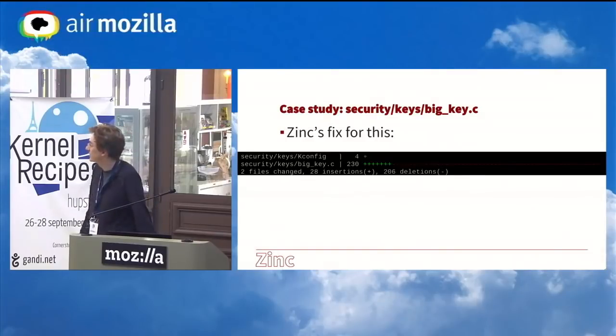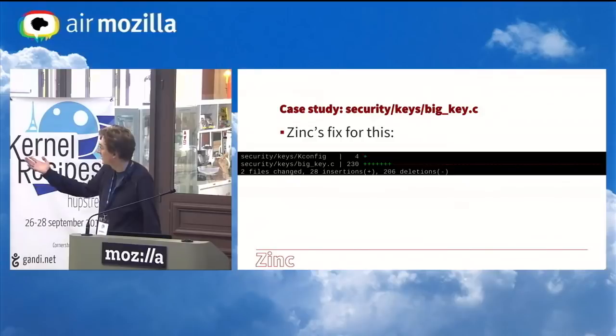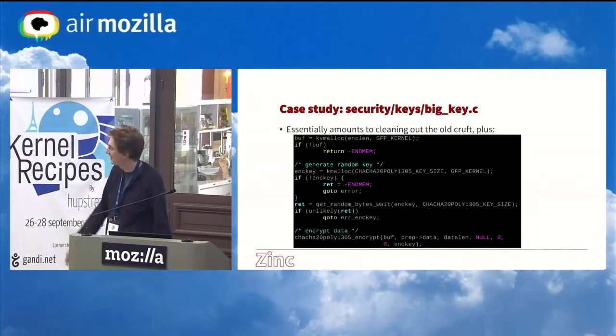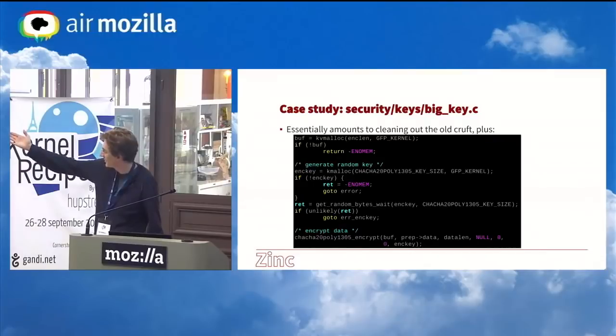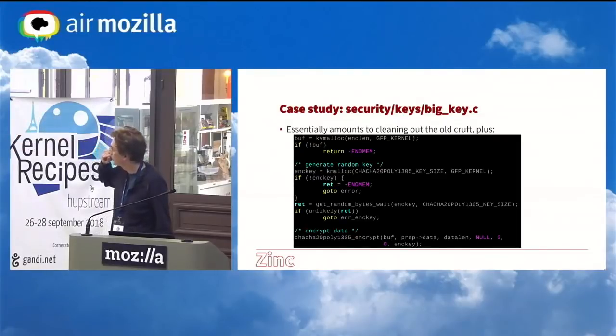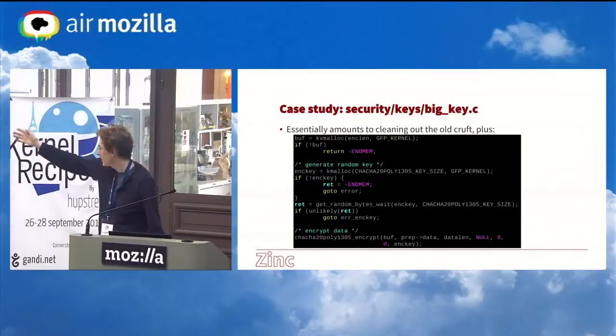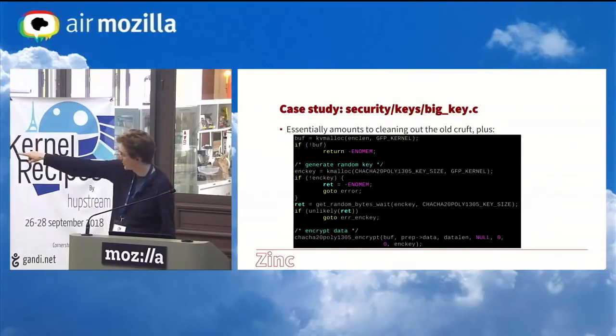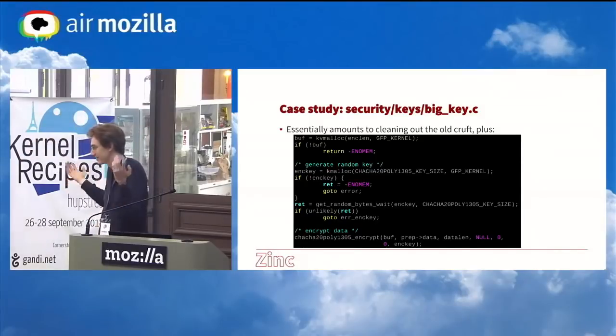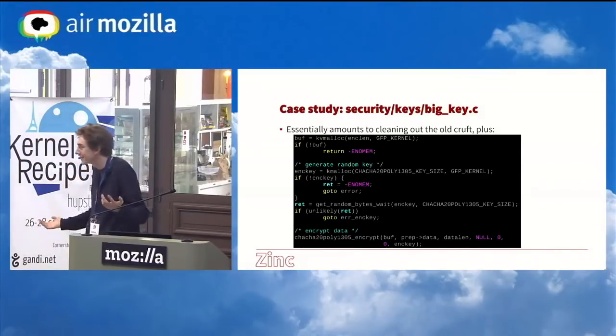So when we replace this in Bigkeys with Zinc, we removed 200 lines and we added 28 that essentially amount to this. We allocate the buffer. Bigkeys wants a new random key each time, and it's going to store that past the stack. So we allocate a place for the encryption key. We choose the random bytes, and then the Zinc part is just that last line where we call encrypt, and we pass it the buffer and how big it is, and then it does it. And that's it. It's a series of functions.